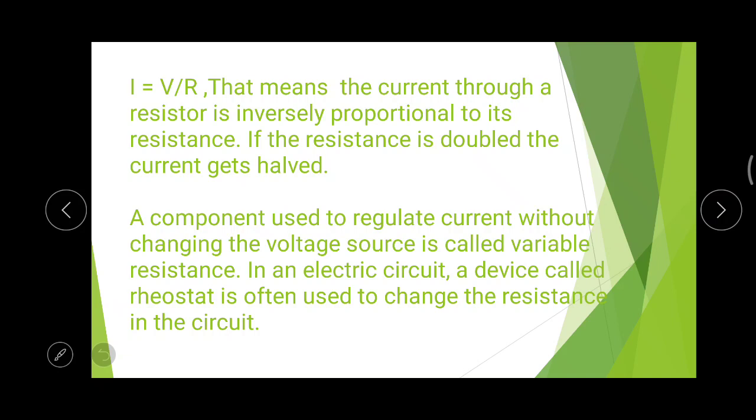That means if the resistance value is increased by 2 times, that is 2R, then I will become I by 2. Okay, are you getting or not?